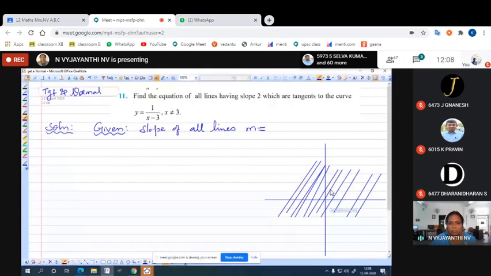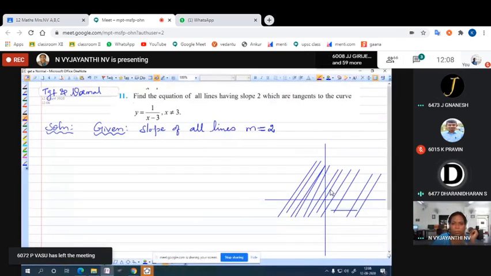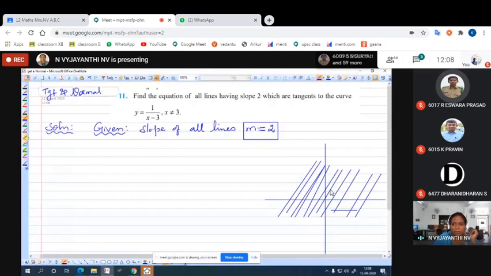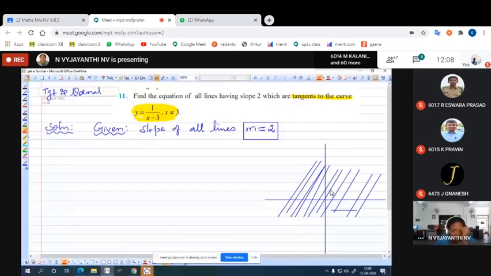But can we assume all those lines? No, we cannot assume all those lines. We have to assume only a few lines which are tangent to the curve y equal to 1 by (x minus 3), isn't it? So how to get the tangent line, the equation of tangent? Slope is given for the tangent, m equal to 2. So the only method is using differentiation.